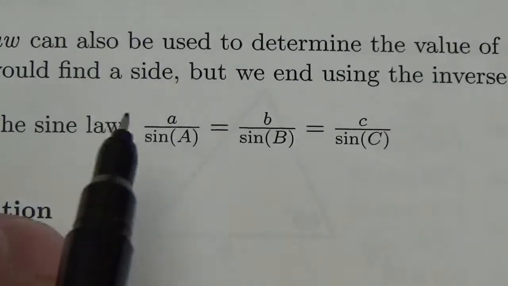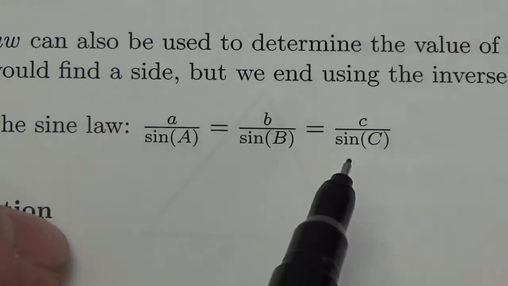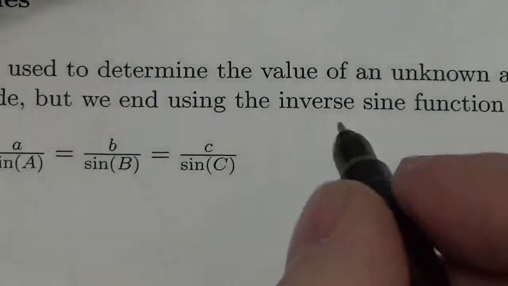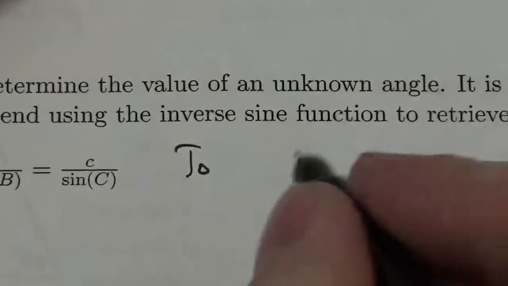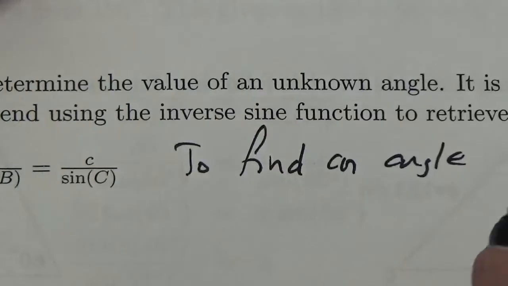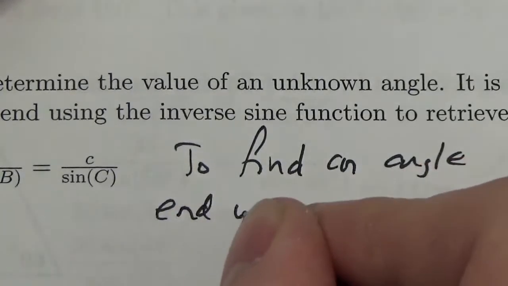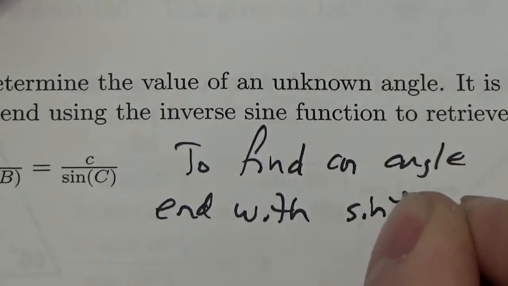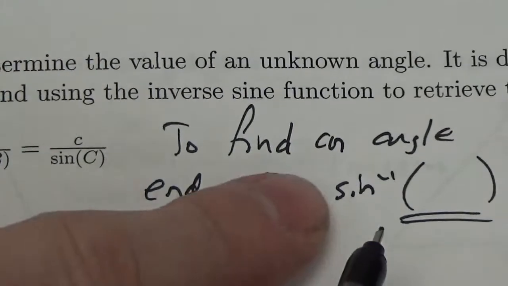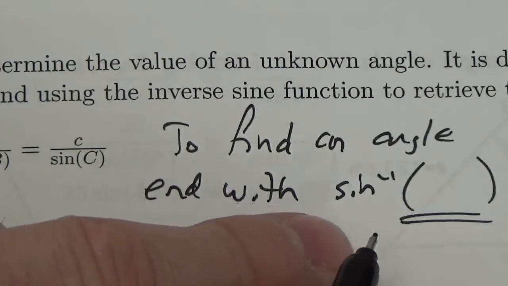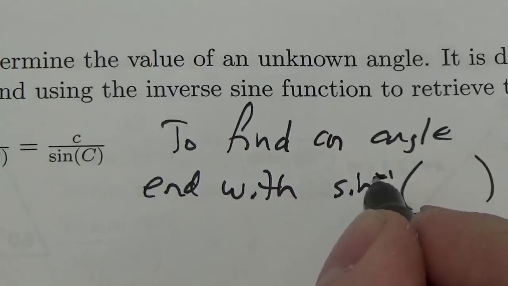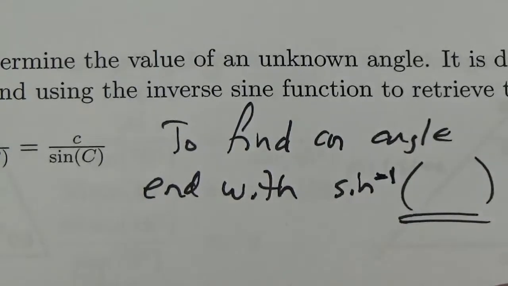We're still looking at a over the sine of A equals b over the sine of B equals c over the sine of C. But at the very end, to find an angle, you end with the inverse sine of something. So we're going to set up the ratio, we're going to get sine equals something, and then to get the angle out of that, we're going to have to use this final operation, the inverse sine.